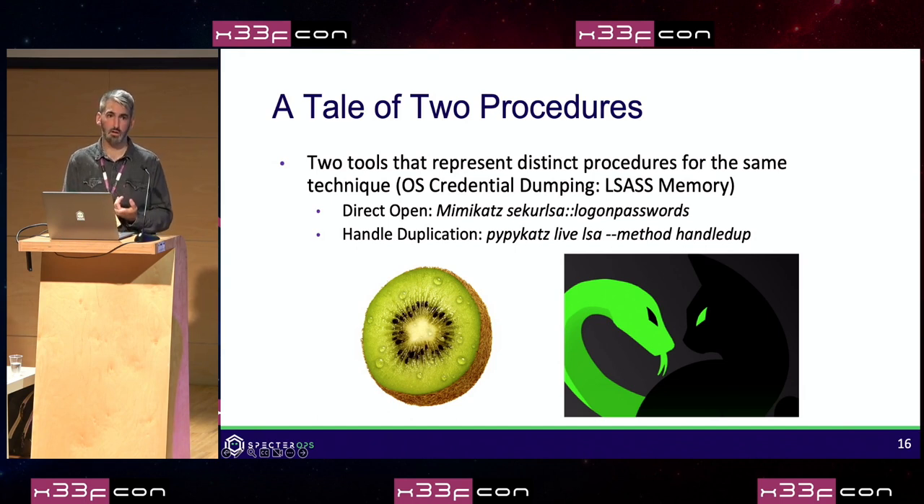So the first one is what I like to think of as direct open and read. This is represented by, again, my canonical example of LSASS credential dumping, the Mimikatz sekurlsa::logonpasswords module. Even if this isn't employed a lot in the wild anymore due to modern LSA protections, it's still a good example nonetheless, and I hope I can prove that point to you here. The second procedure I want to talk about is handle duplication. So instead of directly opening a handle to the running lsass.exe process, we can attempt to find another process that already has a handle open to it, duplicate that handle, and use that instead.